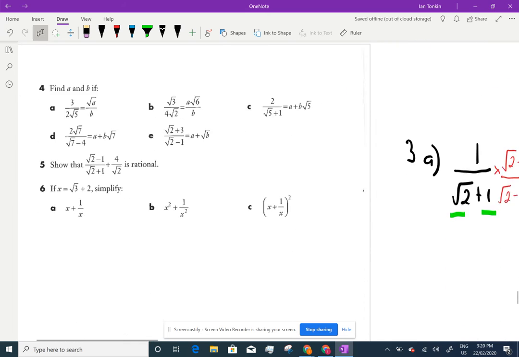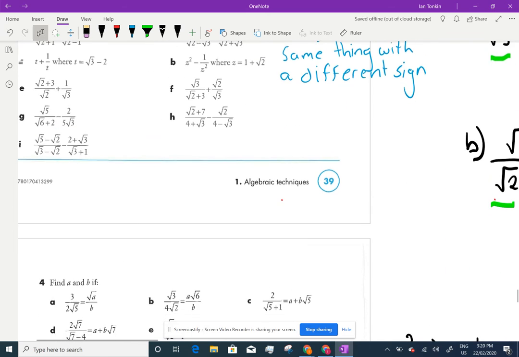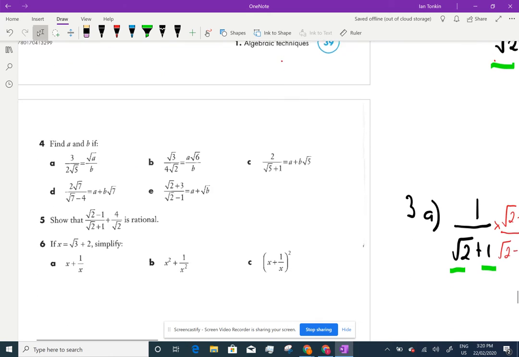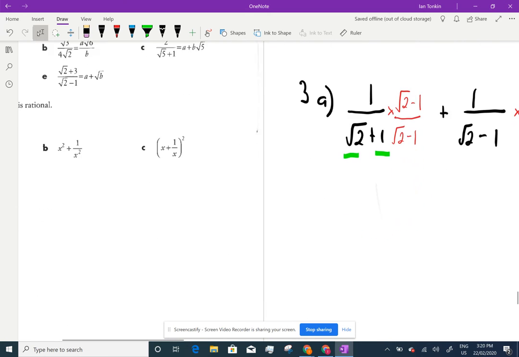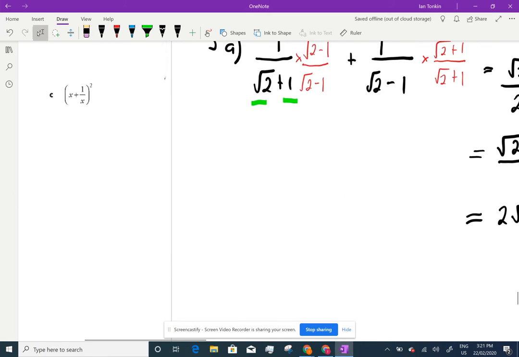So root 5 on root 6 plus root 2, is that right? Root 5, root 6 plus 2. So here we go, 3G.